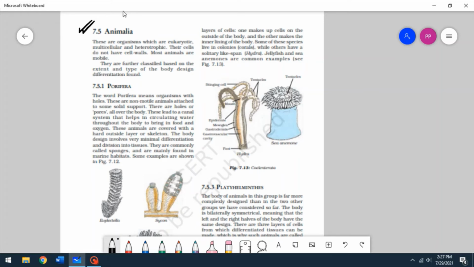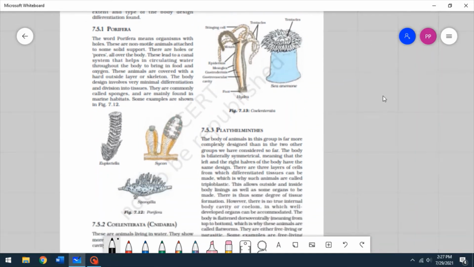So this is the animal kingdom. Animals are eukaryotic, multicellular and heterotrophic organisms without cell walls. Most animals are mobile, that means they can move. They are further classified based on the extent and type of the body design differentiation that is found. So the first phylum in Animalia is Porifera.